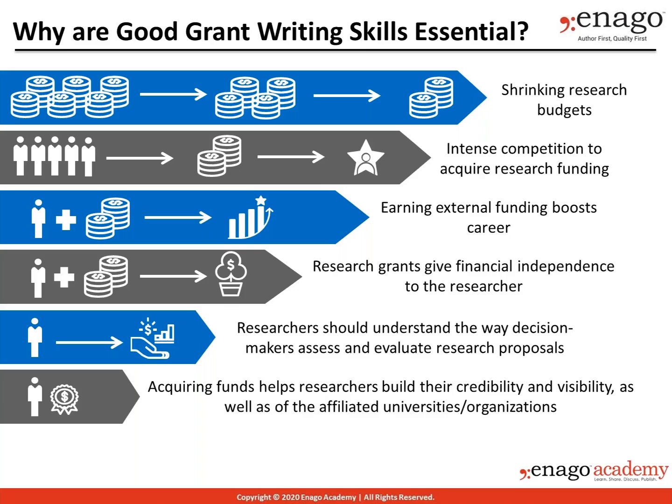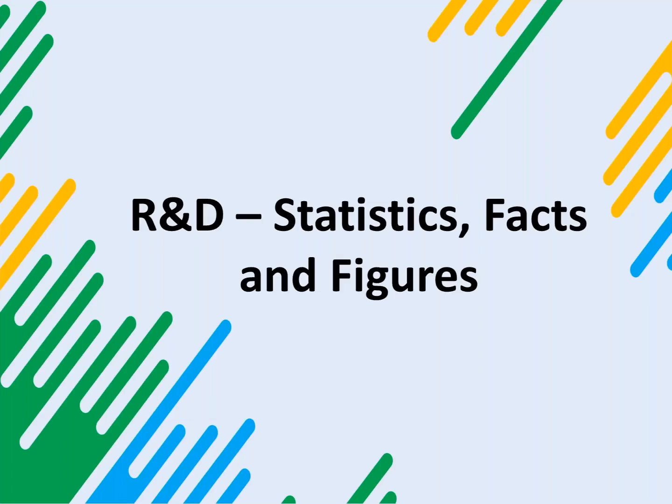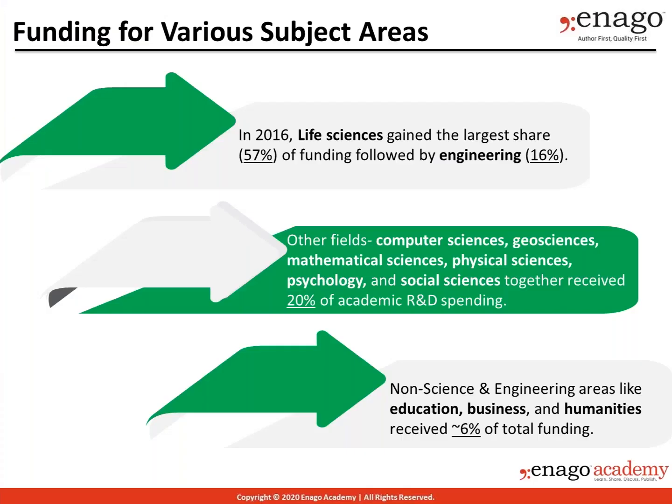Next slide. So some facts and figures, which are always useful. In 2016, life sciences gained the largest share, 57% of funding, followed by engineering. Then there were other fields like computing and mathematics, and a lot of the softer sciences like psychology and social sciences, which get the next 20%, if you like. But then you've got the humanities, education, and business, and they get a small fraction of the total funding, only 6%.